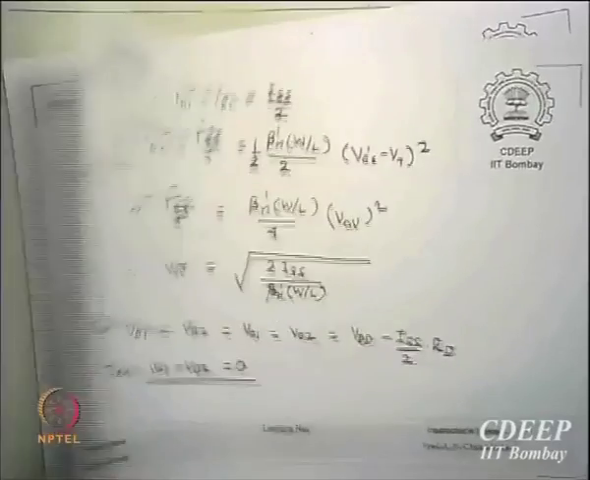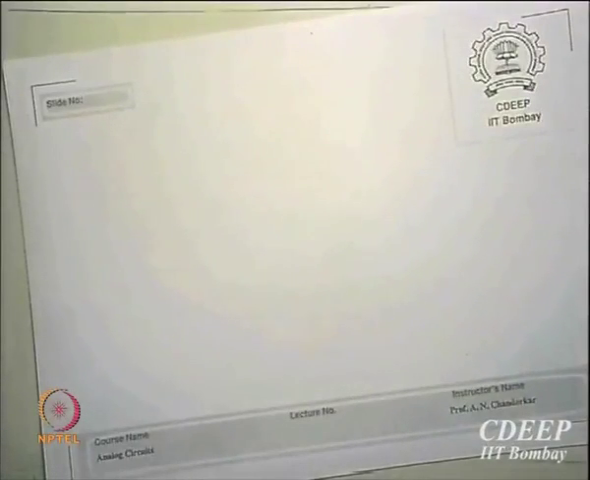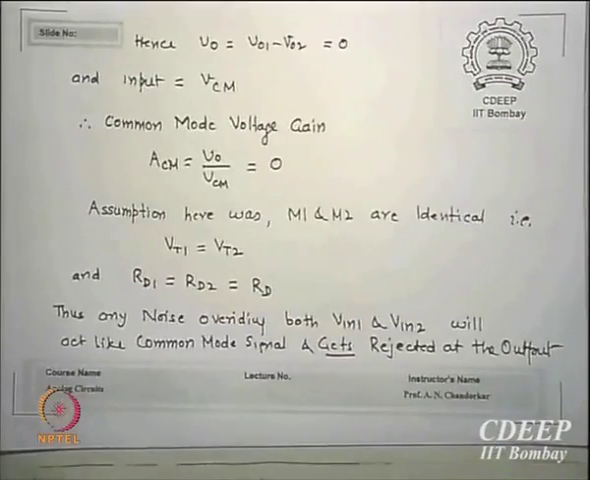If it is 0, what do you expect the gain to be? The output is defined by me as VO1 minus VO2, and the input is how much? Common mode Vin equal to Vin1 equal to Vin2. So what is the common mode gain? Output voltage divided by common mode signal. Output voltage is how much? 0. VO1 minus VO2 is 0. So the common mode gain is 0 in the case of a differential amplifier.